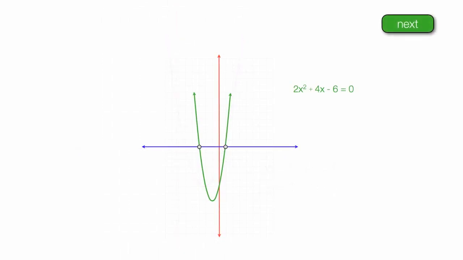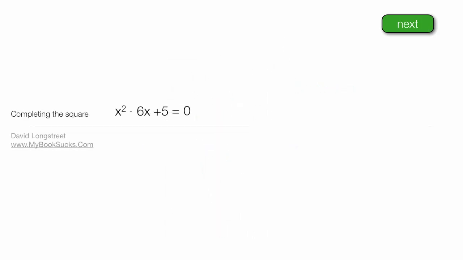The next problem I'm going to do is 2x squared plus 4x minus 6. And the important thing is what happens when that first value is not 1. In this case, it's going to be 2. And you can move to that next video by clicking on the playlist or clicking next.